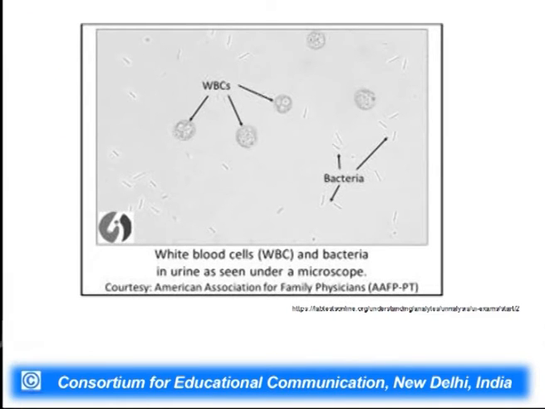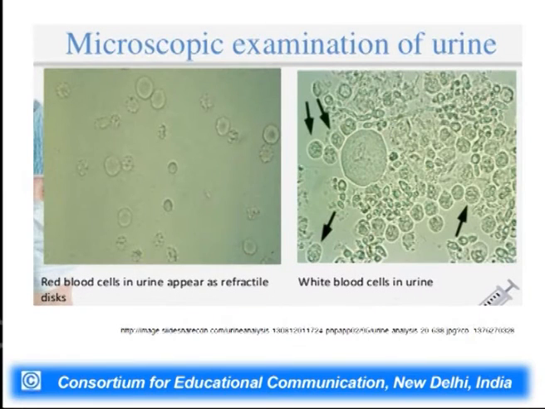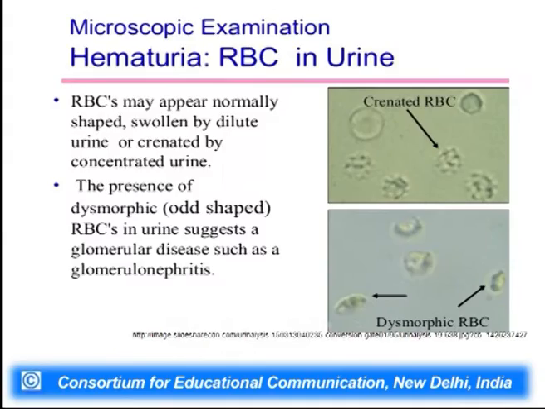Now if we see some of the images, this image shows the urine analysis being done with the help of the microscope. This shows that there are bacterial infections. We can see rod-shaped bacteria as well as the presence of WBCs. In the next microscopic image, we can see that red blood cells have appeared and white blood cells are also present.